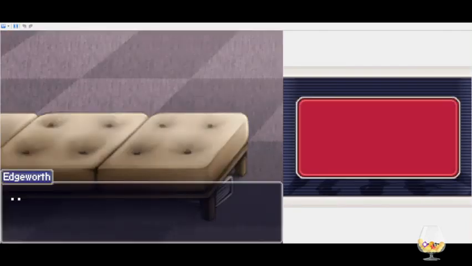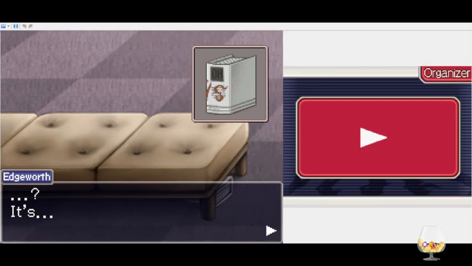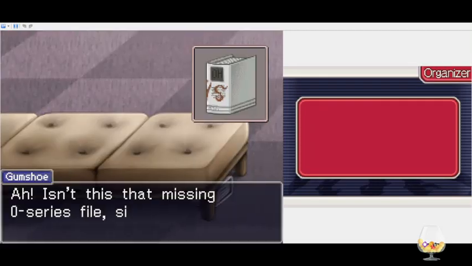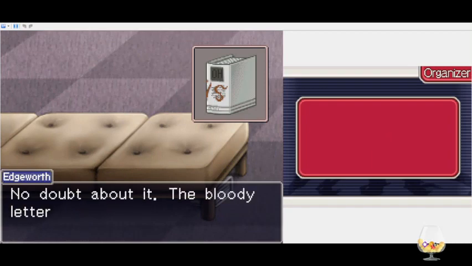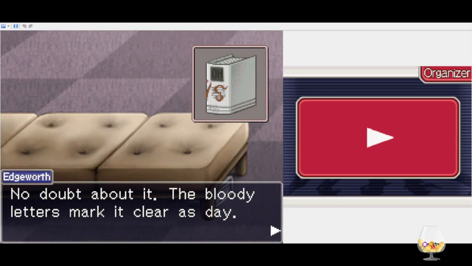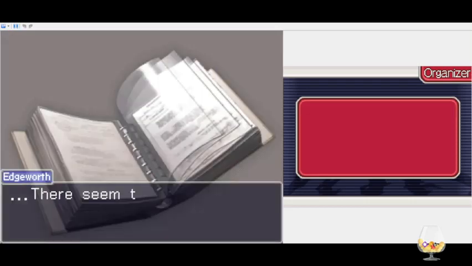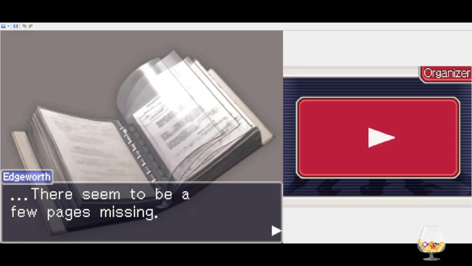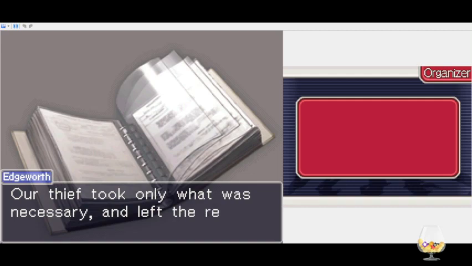What's that under the seat? It's... the missing file. Isn't this that missing Zero Series file, sir? No doubt about it. The bloody letters mark it clear as day. There seem to be a few pages missing. Our thief took only what was necessary and left the rest behind.